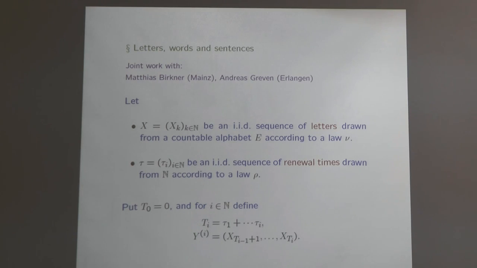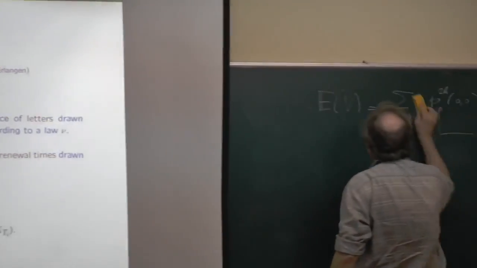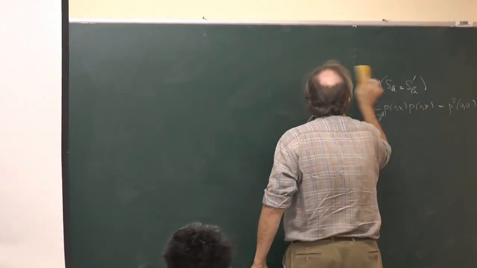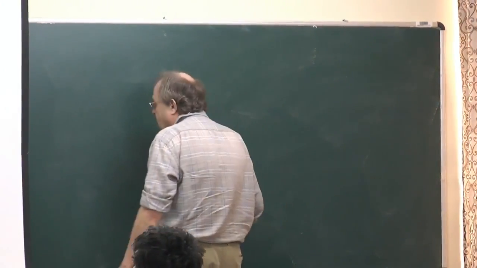Okay, and then what I'm going to do is I'm also going to draw an IID sequence of times, which I call renewal times, and they are drawn from the positive integers according to some law rho. So let me write that down, because these things are going to come back more often.